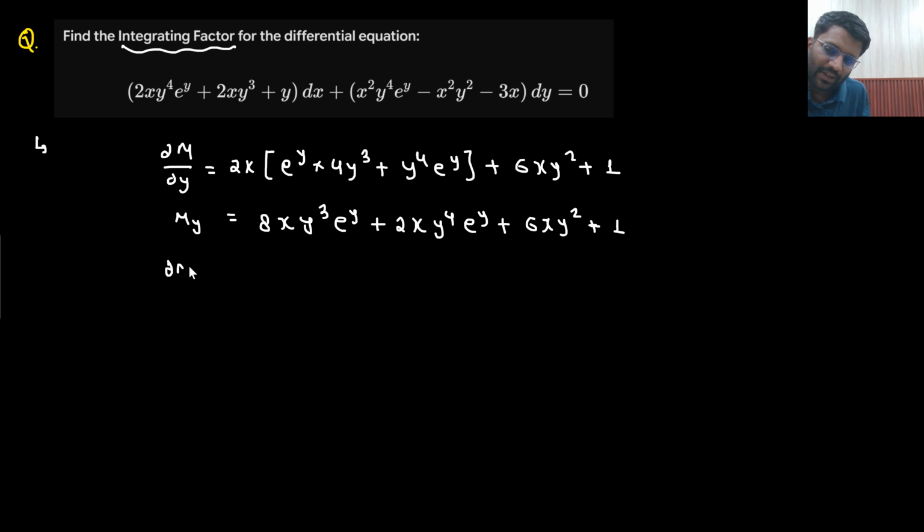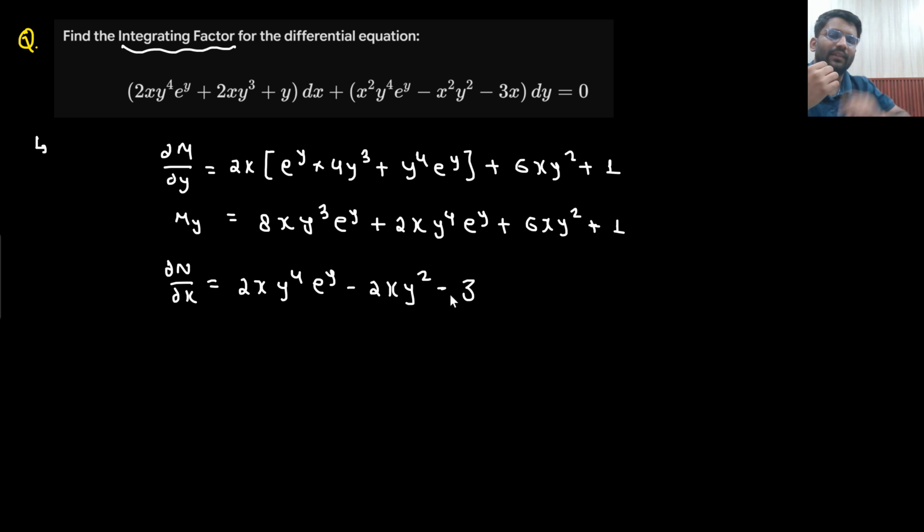Now partial differentiation of n with respect to x. So this should be differentiated with respect to x. So what you are getting? 2xy to the power 4 e to the power y minus 2xy square minus 3. This is what you are getting. This is your partial differentiation of n with respect to x.